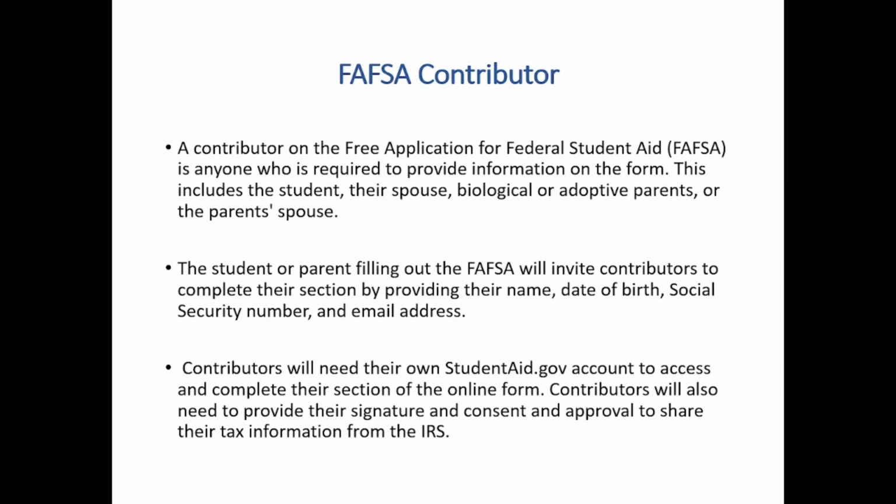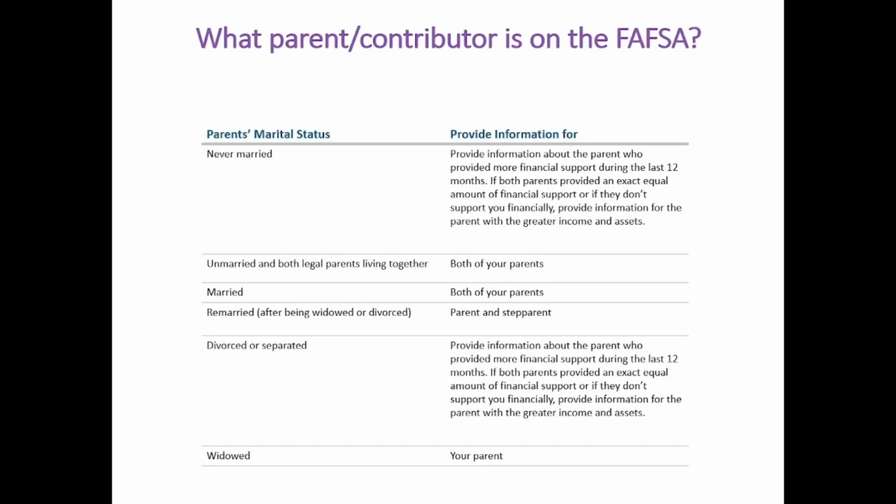And so when they put in the section that they're inviting a contributor, they will need the name, the date of birth, a social security number, and the email of the contributor in order to continue on with the FAFSA. And then all contributors will need their own username and password in order to go on and do their section of the FAFSA.